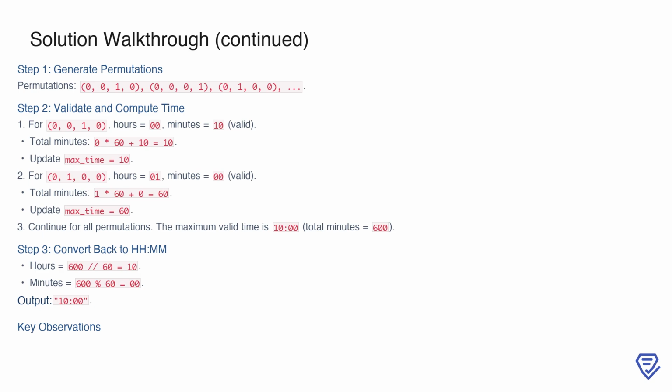Converting this to total minutes, we get 0*60 plus 10 equals 10 minutes, so we update the maximum time to 10. Another permutation, 0, 1, 0, 0, gives 0, 1 as the hour and 0, 0 as the minutes, which is also valid. This results in 1*60 plus 0 equals 60 minutes, and we update the maximum time to 60. After validating all permutations, the largest valid time is 10:00, which corresponds to 600 total minutes. Finally, converting 600 back to HHMM format, we find the result is 10:00.